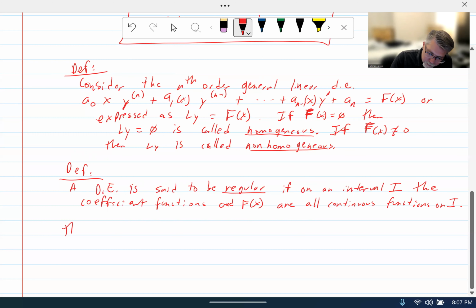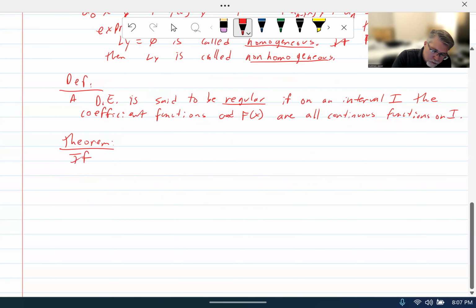Okay, theorem. If an nth degree linear differential equation has n initial values, then it has a unique solution.